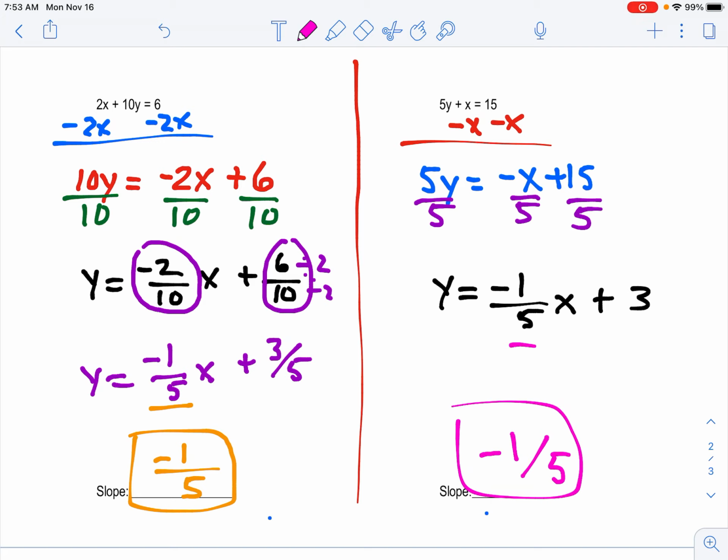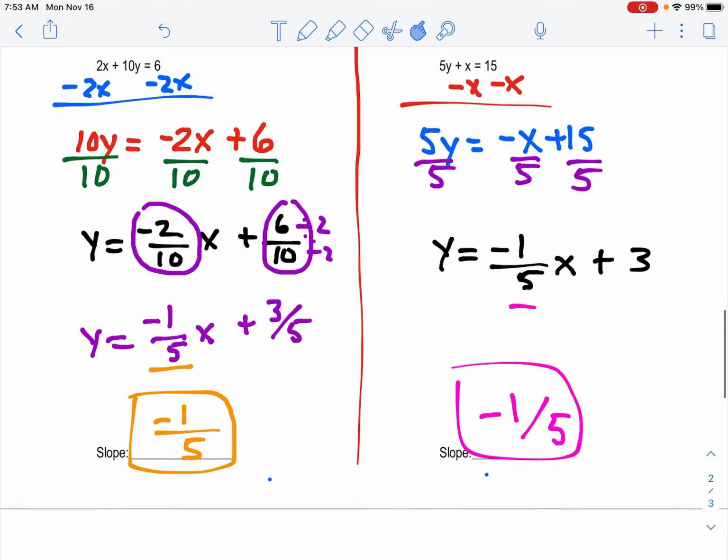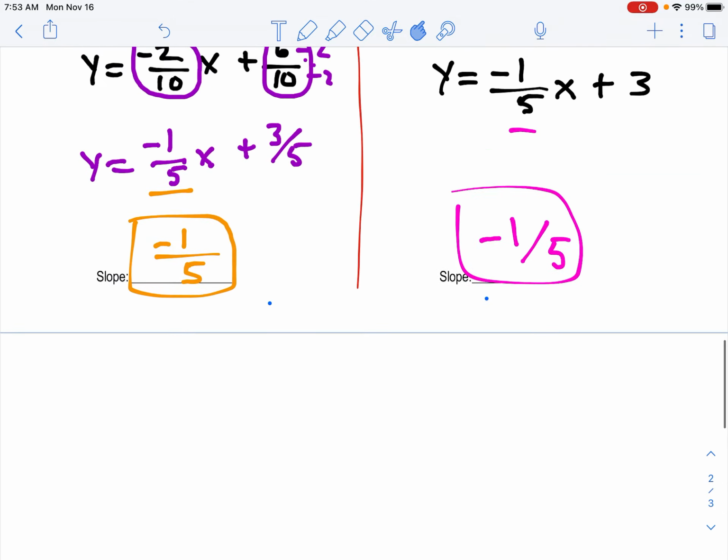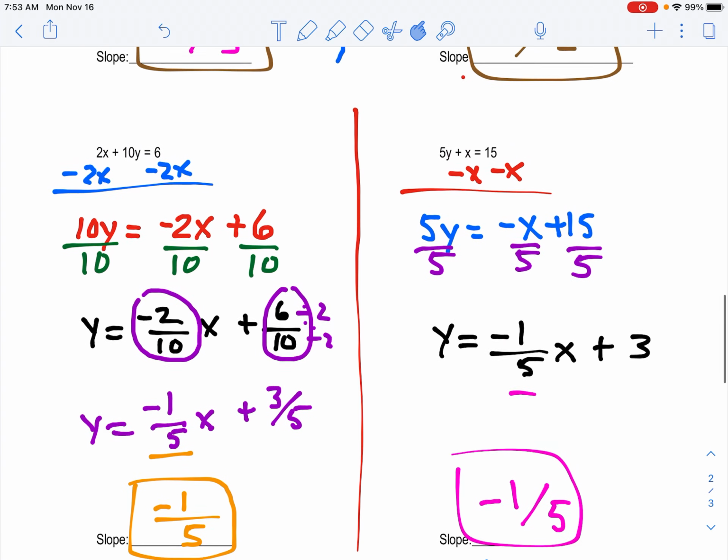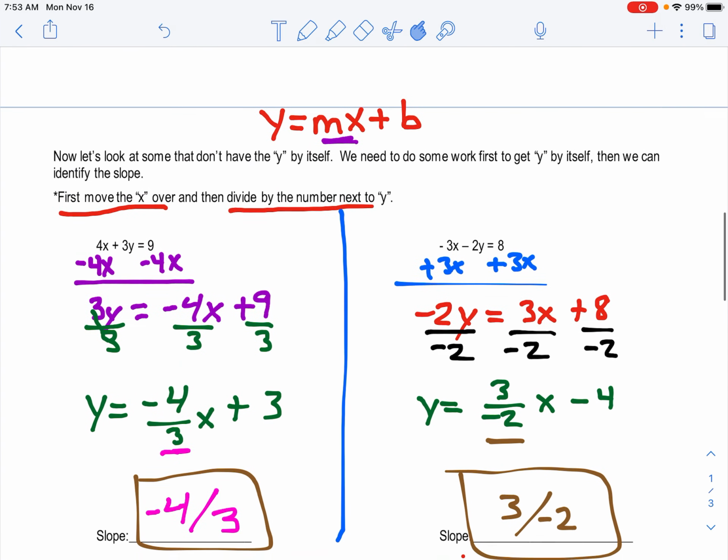All right, so notice the patterns there. First, we moved our x over by either adding or subtracting. Then we went back and divided by whatever was next to the y, and we clean up and reduce any fractions, and then we copy the slope down from what's next to the x. All right, that's the last way to find slope. Now we're going to start to put it all together and look at some.